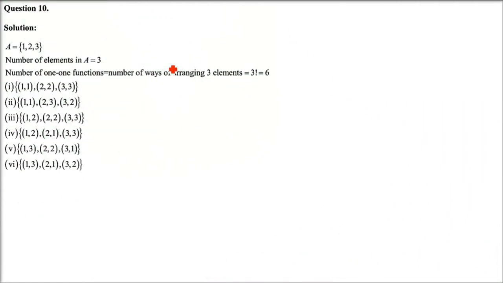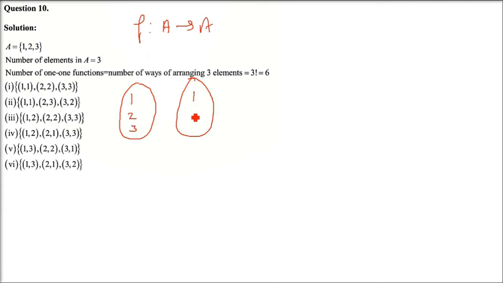This is question number 10. Let A equals {1, 2, 3}. Write all 1 to 1 functions from A to itself. This question will be remembered again in question numbers 14 and 15, so please watch it very carefully. So f is from A to A. This is 1, 2, 3. This is 1, 2, 3. So 1 to 1, 2 to 2, 3 to 3. We are making 1 to 1. So the number of possible functions is factorial 3, that is 3 into 2, 6.